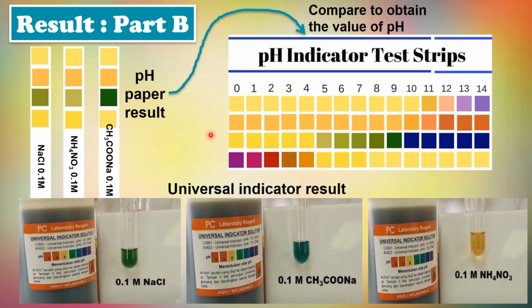Alright, so for the result of part C, you have to use two methods: pH paper and also universal indicator. Here is the result for the pH paper. Of course you have to compare with the pH indicator test strip and then record the pH reading here. Next, for the universal indicator result, you have to compare with the universal indicator chart provided here in this picture.